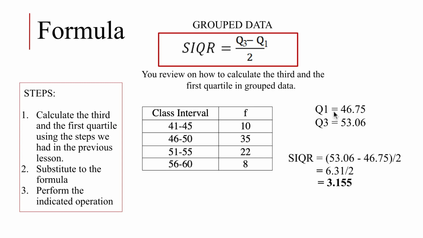Q sub 1 is equal to 46.75 and Q sub 3 is equal to 53.06. Substitute it to the given formula, 53.06 minus 46.75 divided by 2. That would give you 3.15. And 3.15 is the SIQR. Class, you can also round it off to the nearest hundredths. So meaning it can be answered by 3.15.